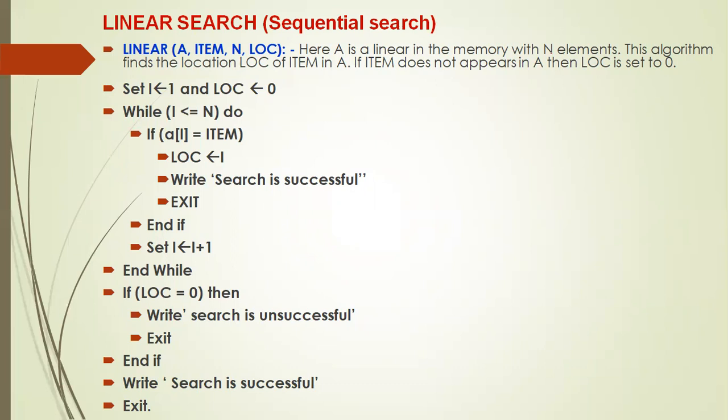I becomes now 3. So 3 less than or equal to 5. That is also true. A3, what is there? 30 is there. Is it equal to 26? No. So LOC value is not changed. LOC value still continues to be 0 only. Then I equals I plus 1.